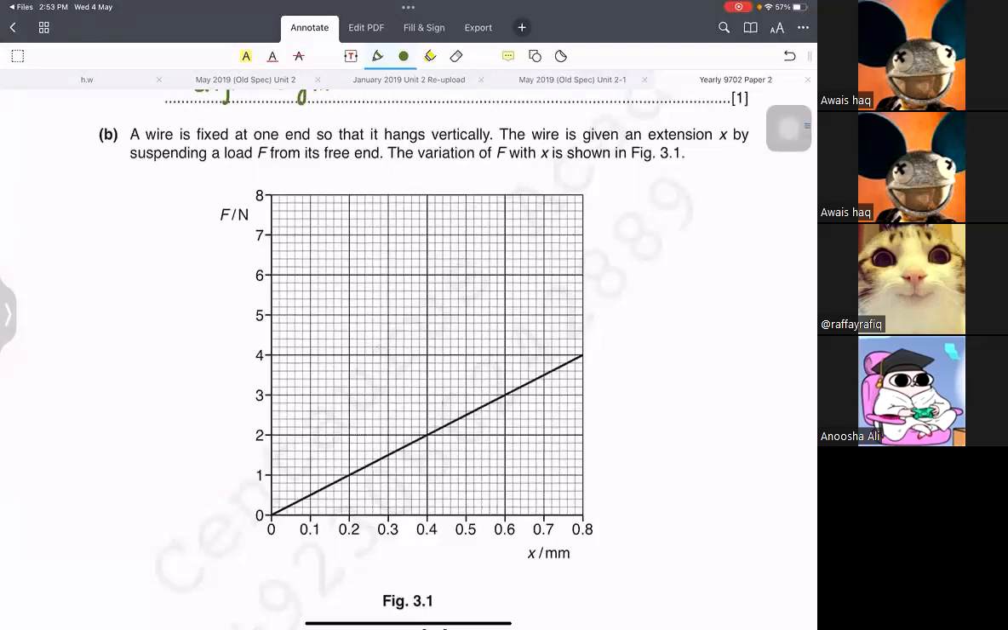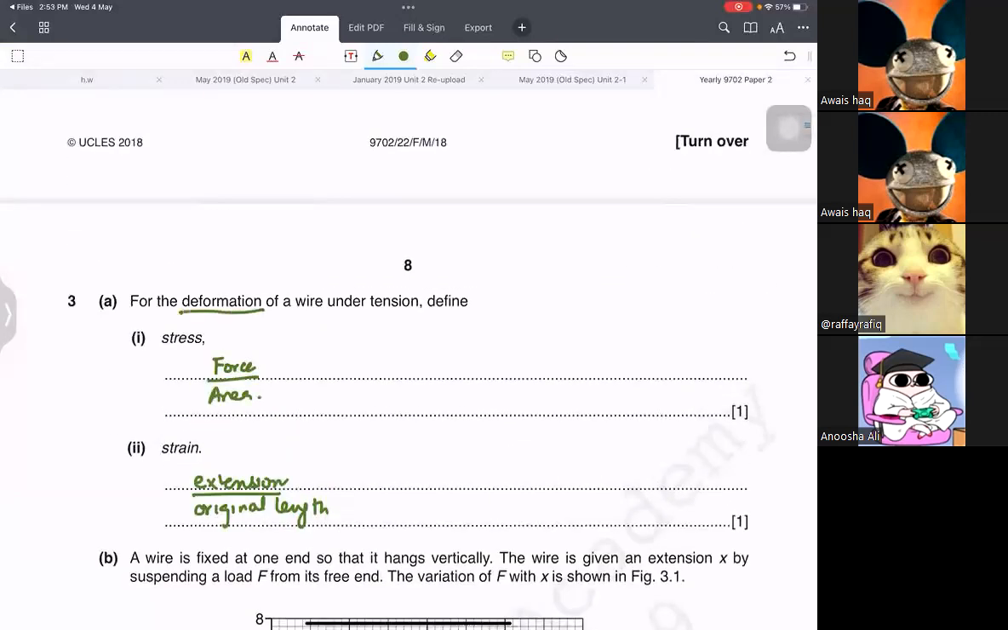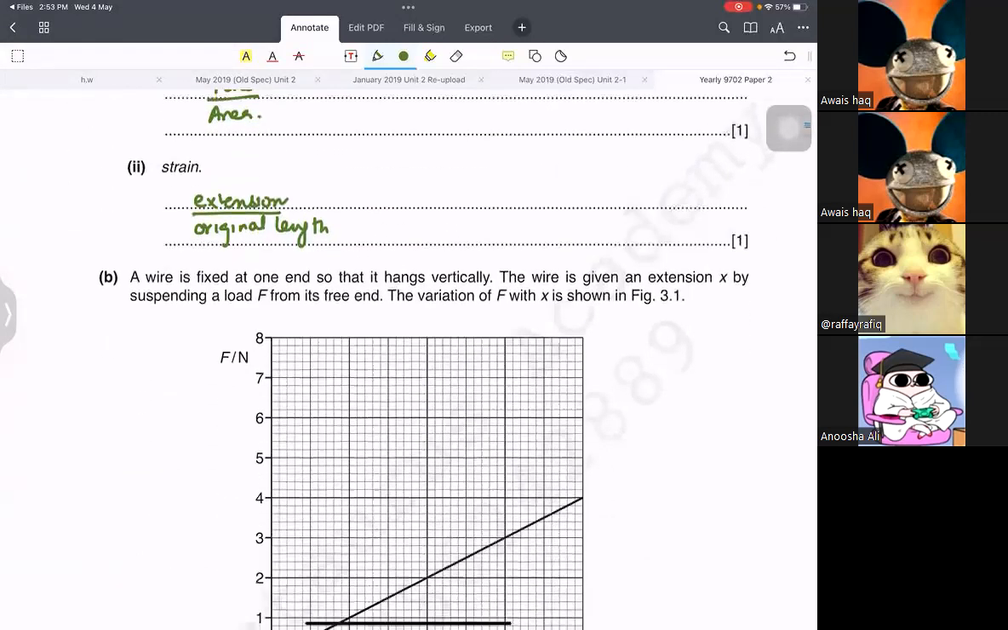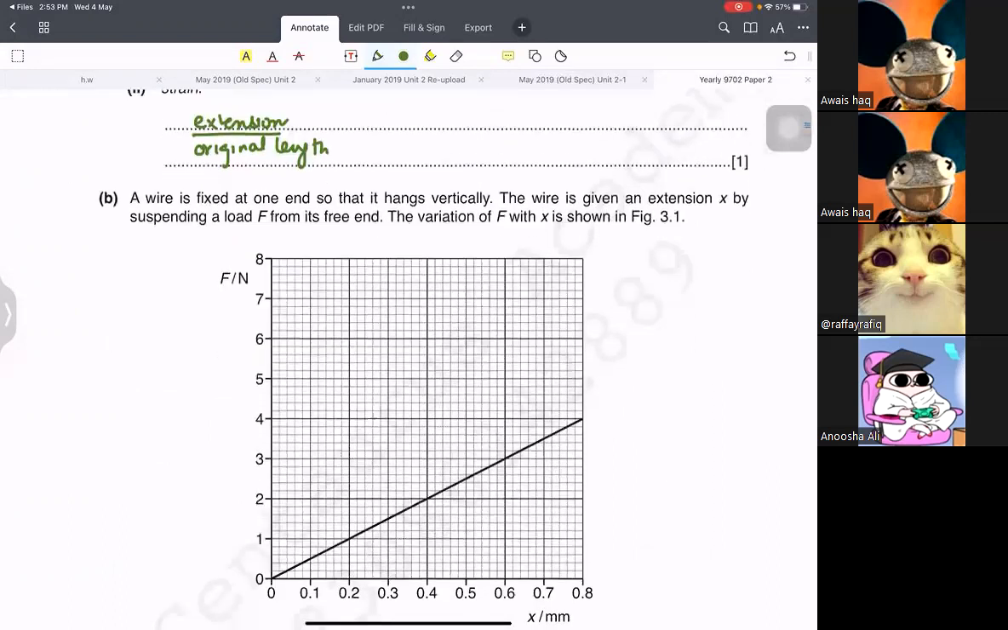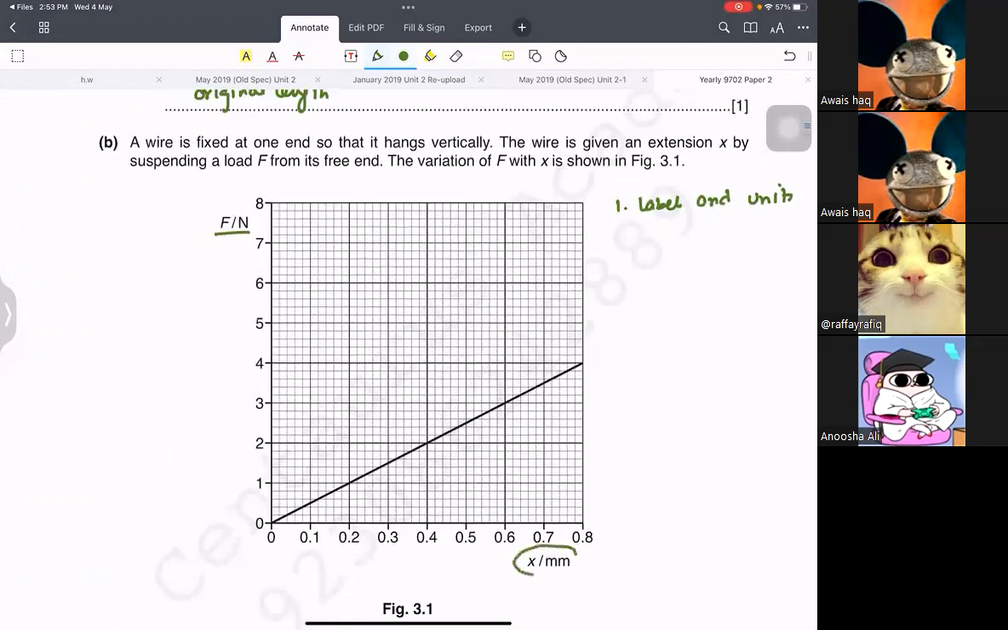Now, I just want to tell you, whenever you have a deformation question, there's a tip here. The tip is always when the graph is given, check two things. Number one, you have to check the labels and units. So when I do that, it's Newton and it's in millimeters. That's a red flag, right? So you have to keep that in mind.